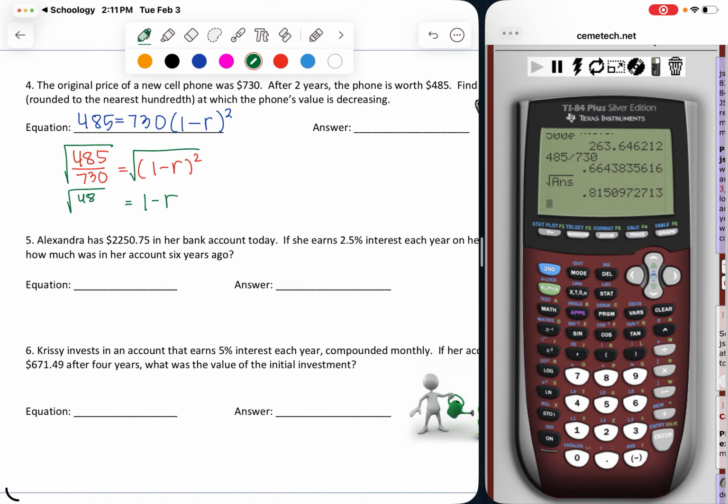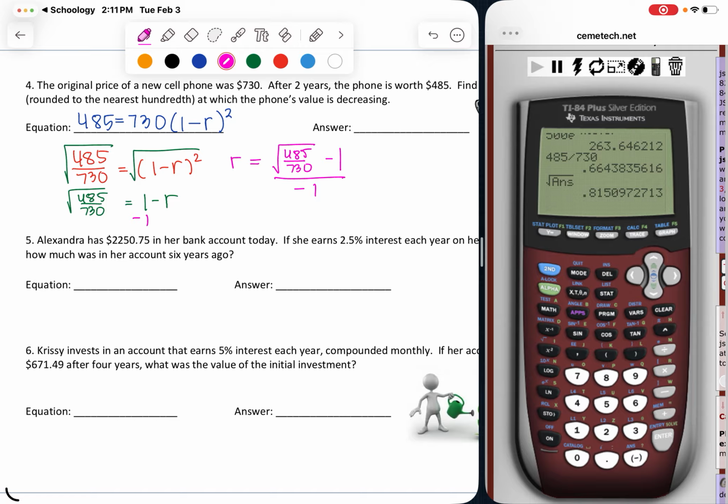Square root of 485 over 730. I just don't want to round too soon, right? Now I'm going to subtract 1 and then divide by negative 1. So we're going to do R equals the square root. I didn't write that big enough. The square root of 485 over 730 minus 1 and then divided by negative 1. That looks beautiful. Okay, let's get that R value.